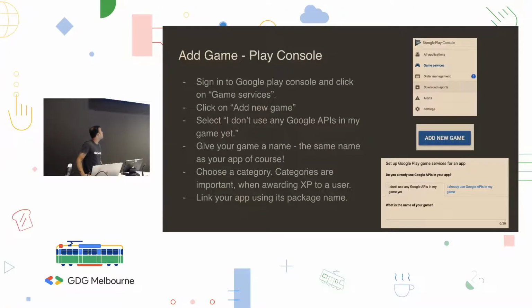You're not using leaderboards yet, so you go, I don't use any Google APIs in my game yet. You give it a name, which is really only a section of it being the game, so it's different to the actual app name. But if the app you publish is truly a game, then you can use the same name. A category is important because it impacts how it's indexed, and also when you award XP points, it matters. And the last thing you do is take the app package name and put that.